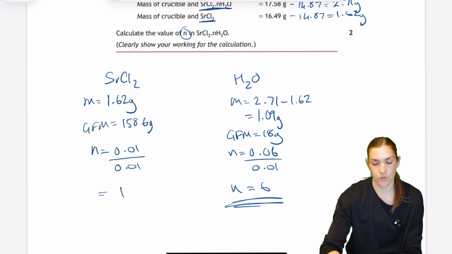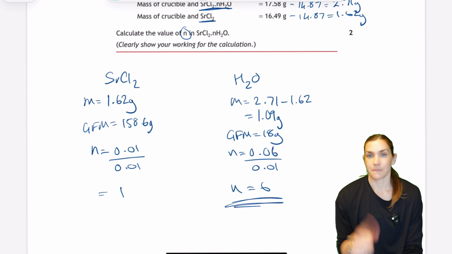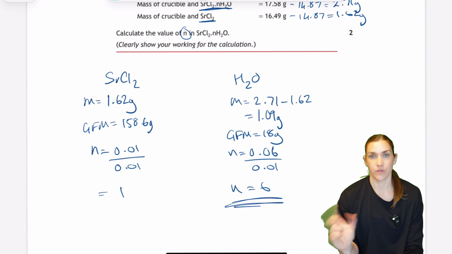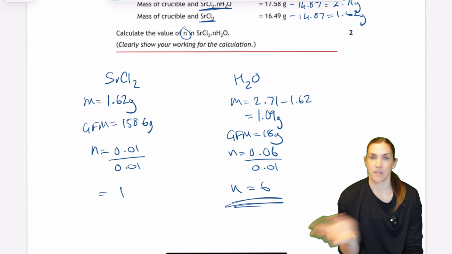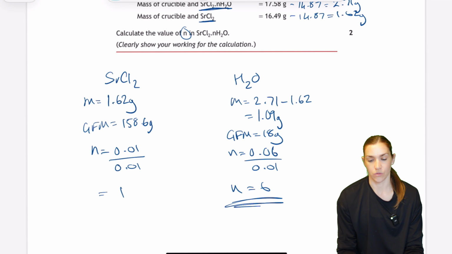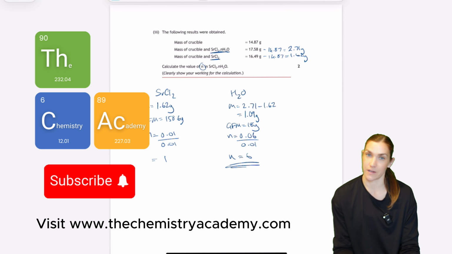That's our 3 examples. So you can see all very similar, all very straightforward. Find your masses, your dehydrated salt, the mass of water, which usually involves a subtraction. Calculate your number of moles, and then divide by the smallest number to get your whole number ratio. Bob's your uncle, Annie's your aunt.